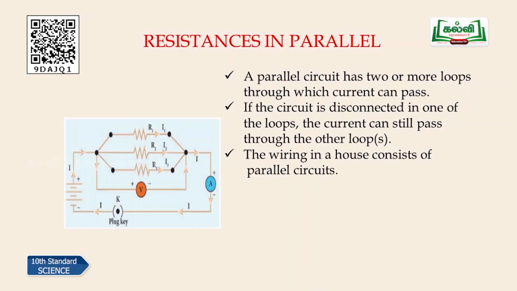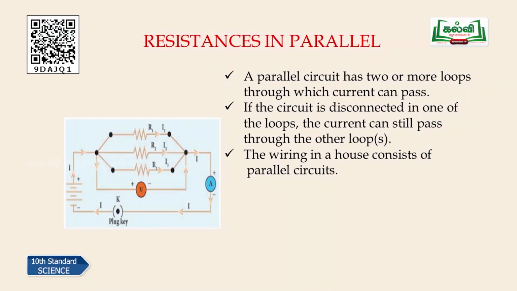So, a parallel circuit has 2 or more loops through which current can pass. Okay. If the circuit is disconnected in one of the loops, can anyone say what happens? The current will flow or not? Yes, the current can still pass through the other loop.